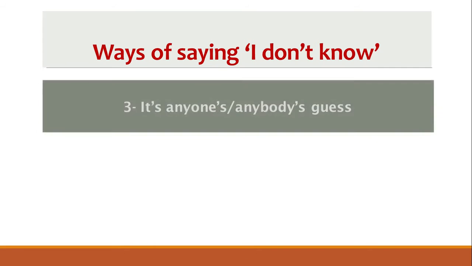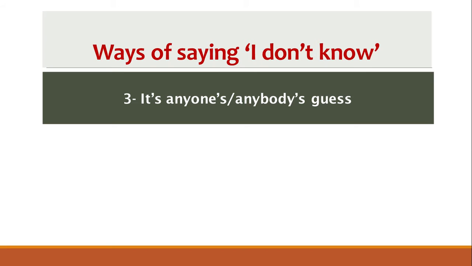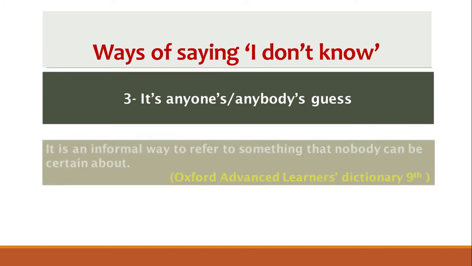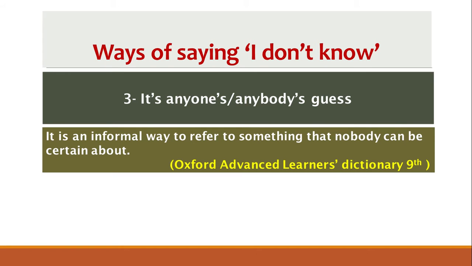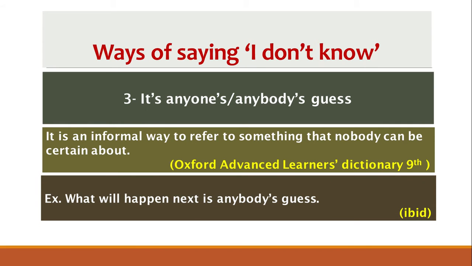Expression number three, "it's anyone's or anybody's guess." It is an informal way to refer to something that nobody can be certain about. As in this example, "What will happen next is anybody's guess."